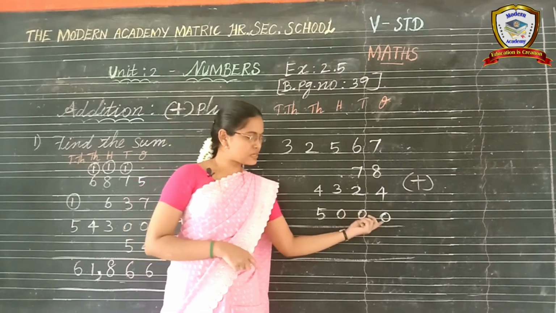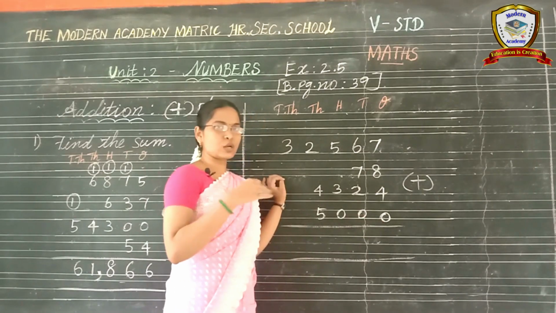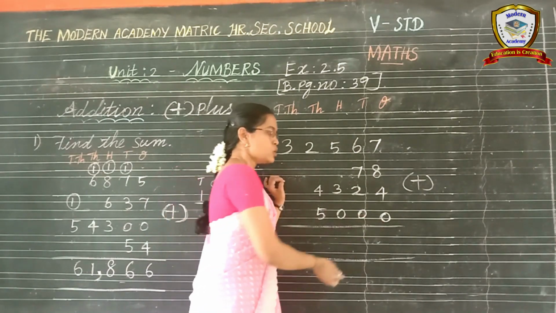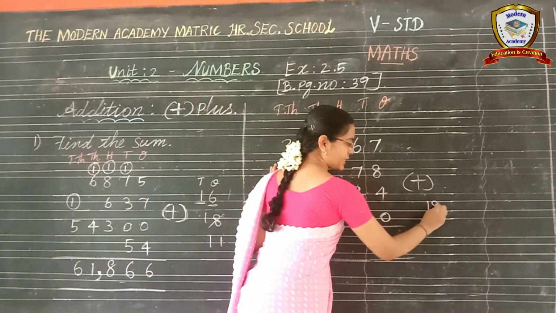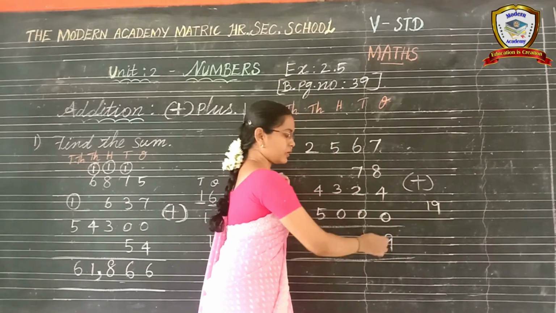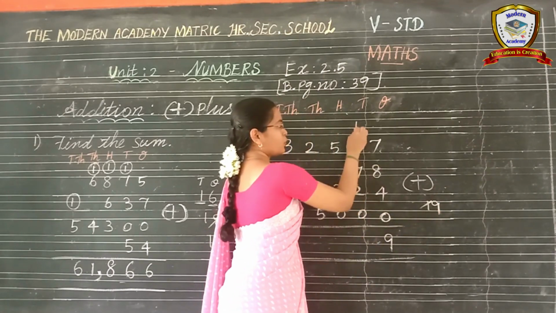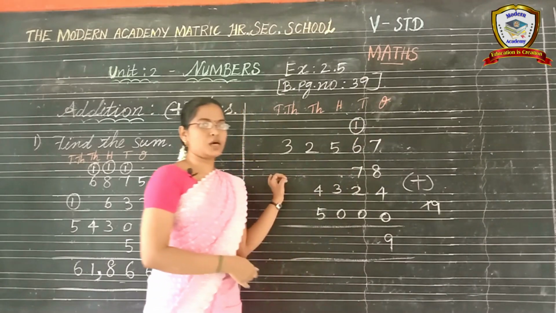So 19 plus 0 we get 19 only. Any number added with 0 we get the number itself. Okay, so 19 plus 0 is 19. So 9 we have to bring down, we have to write down. Okay, next tens number, how to carry over to tens column.